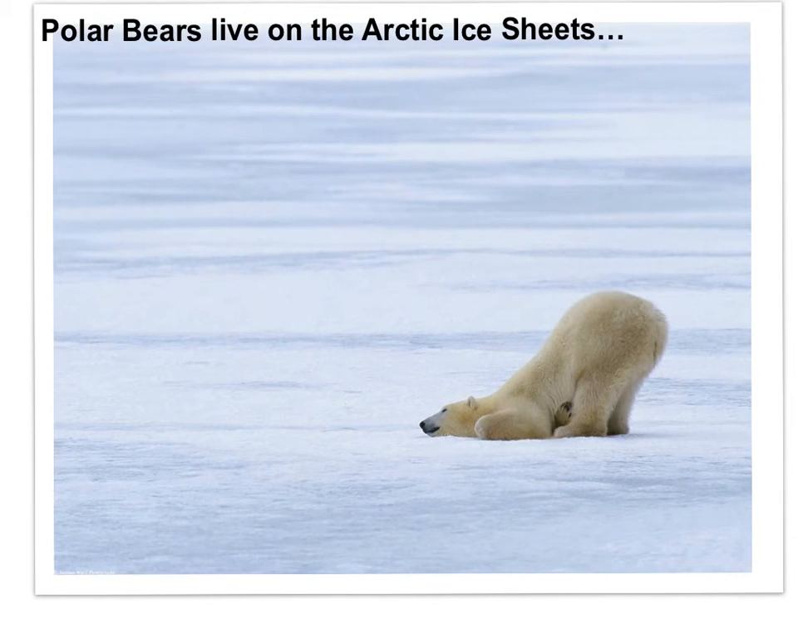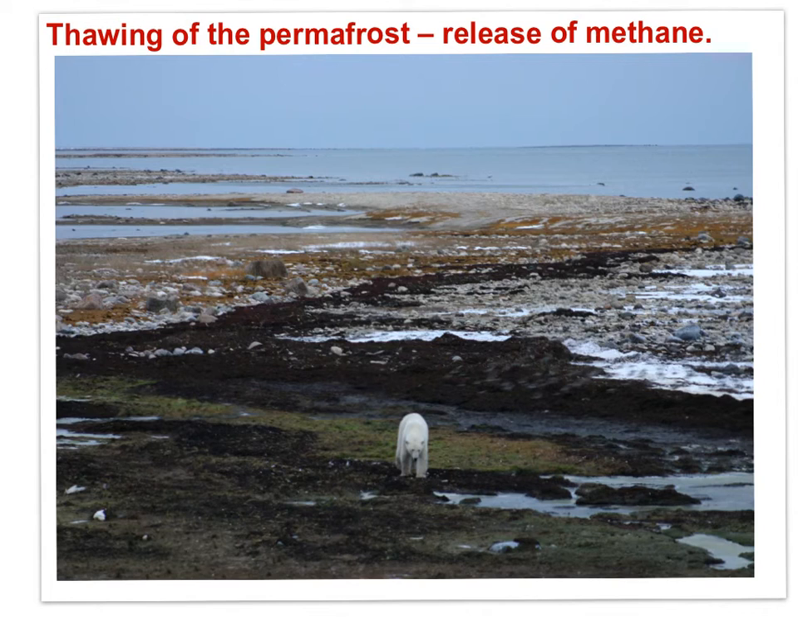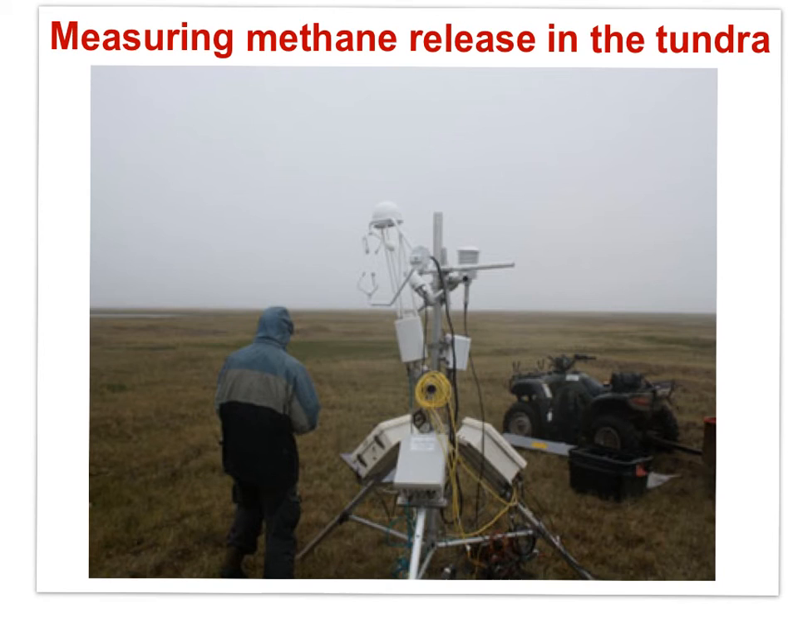What's the effect of climate change if the Arctic ice were to completely melt in the summer? A thawing of the permafrost exposes peat and is likely to release methane. Methane is a greenhouse gas, and there's a positive feedback loop here. As the warming increases the methane, the methane increases the warming. Scientists are working to measure methane release from the tundra.